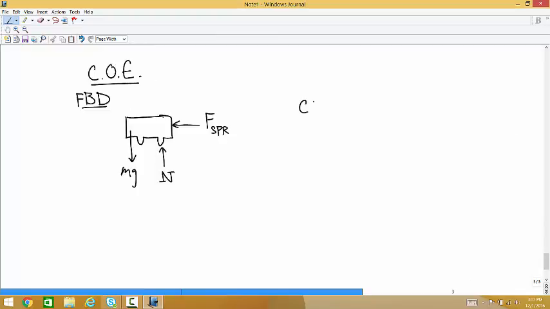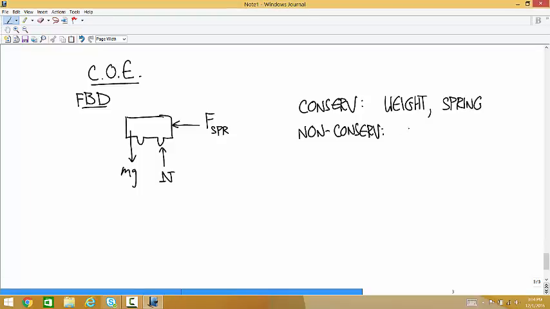Okay, so what are the conservative forces, and what are the non-conservative forces? What are the conservative ones? Yep. Yep, and spring. And then non-conservative? Normal. Right, doesn't do any work.